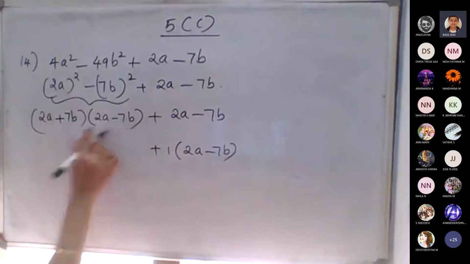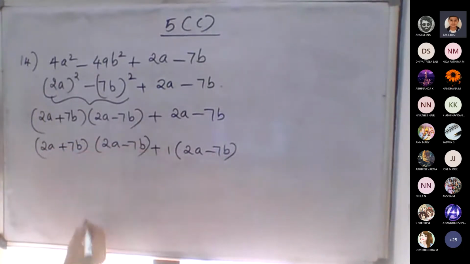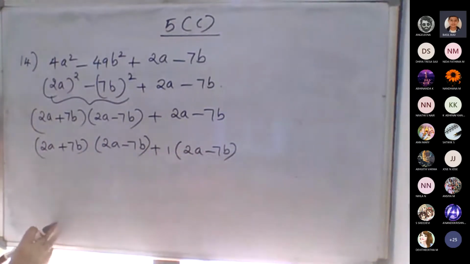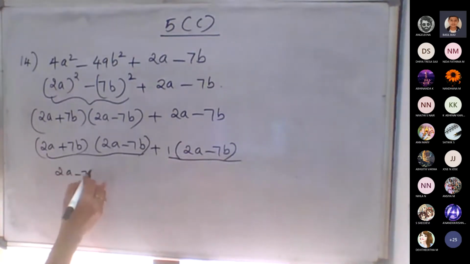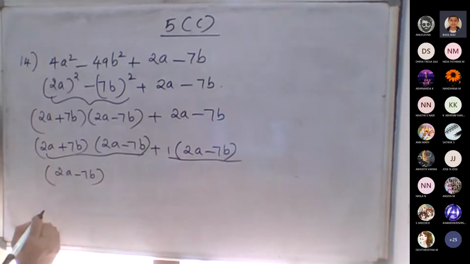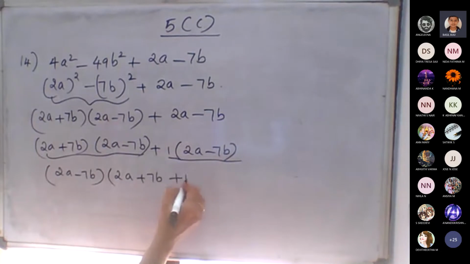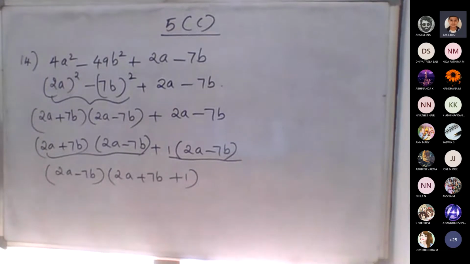One common we can take. 2a minus 7b into 2a plus 7b plus 1. One we can take positive one common. Then from here these two terms, 2a minus 7b into the balance, 2a plus 7b plus 1. So that is the answer: 2a minus 7b into 2a plus 7b plus 1.